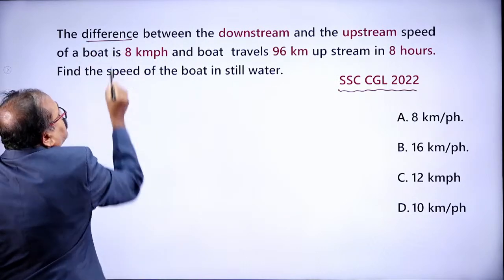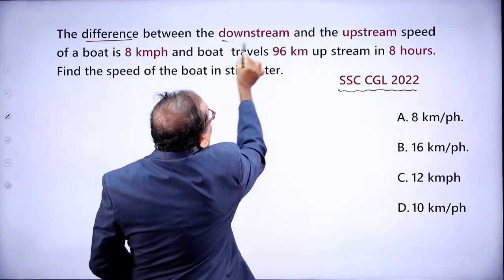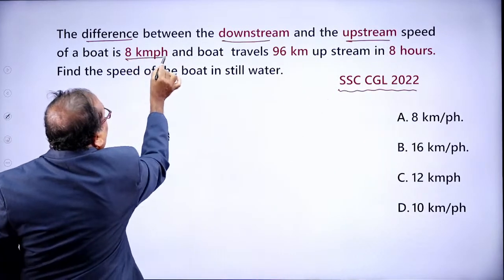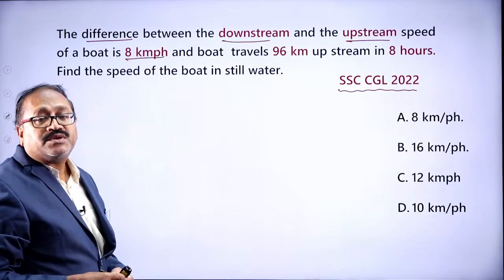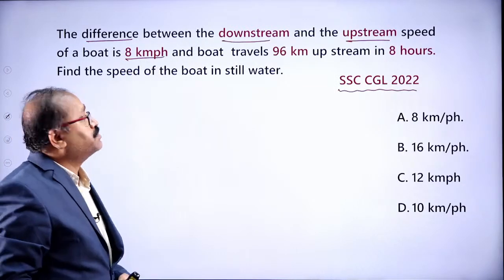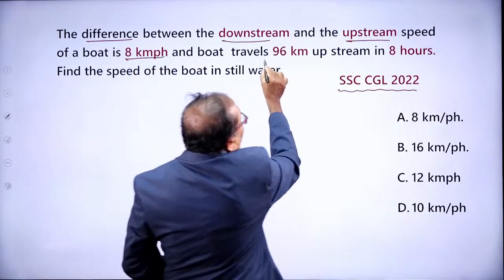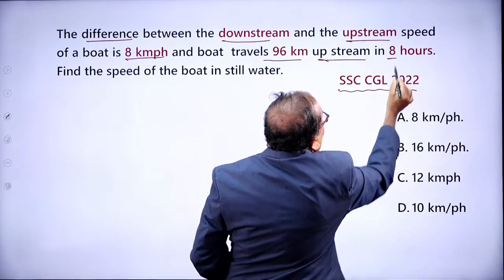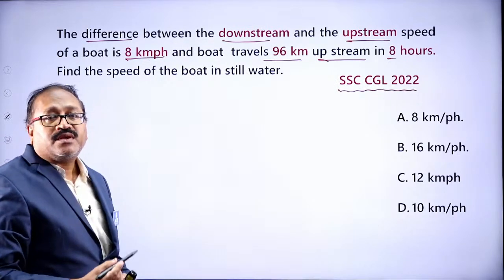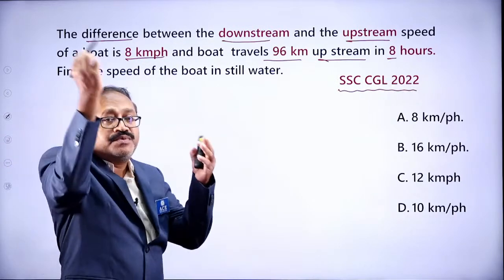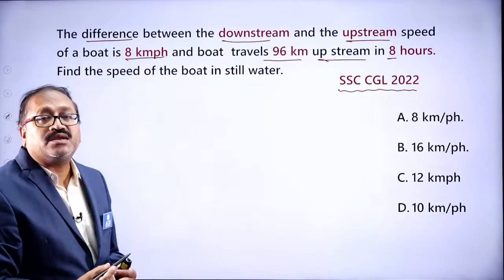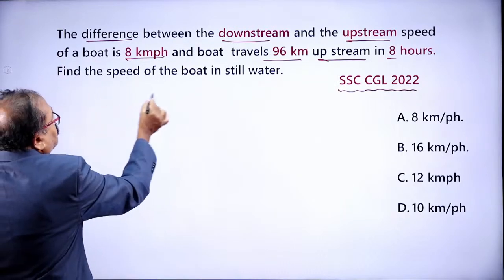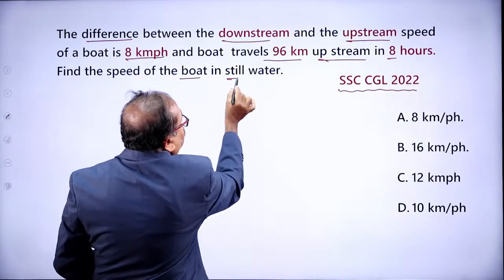The difference between the downstream and upstream speed of a boat is 8 km per hour. Difference between downstream and upstream. And a boat travels 96 km upstream in 8 hours. 96 km upstream in 8 hours. So I get the upstream speed. What is the question? Find the speed of the boat in still water.